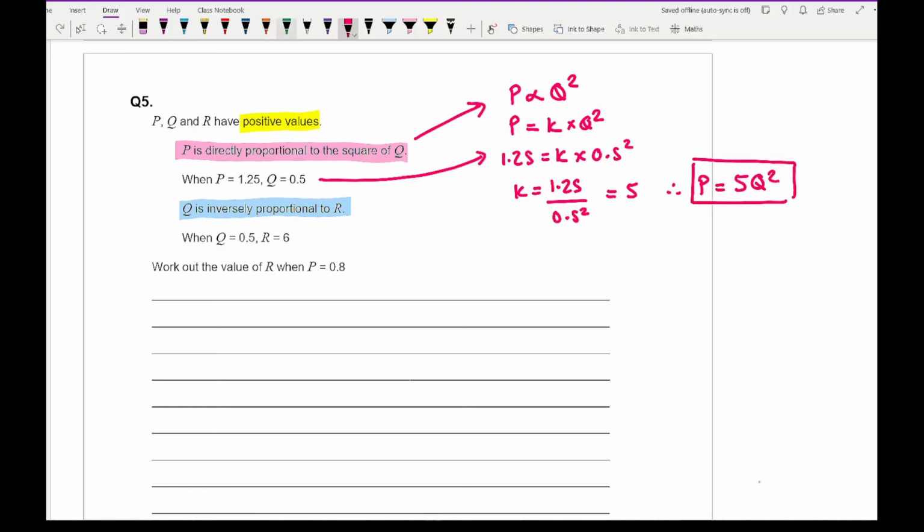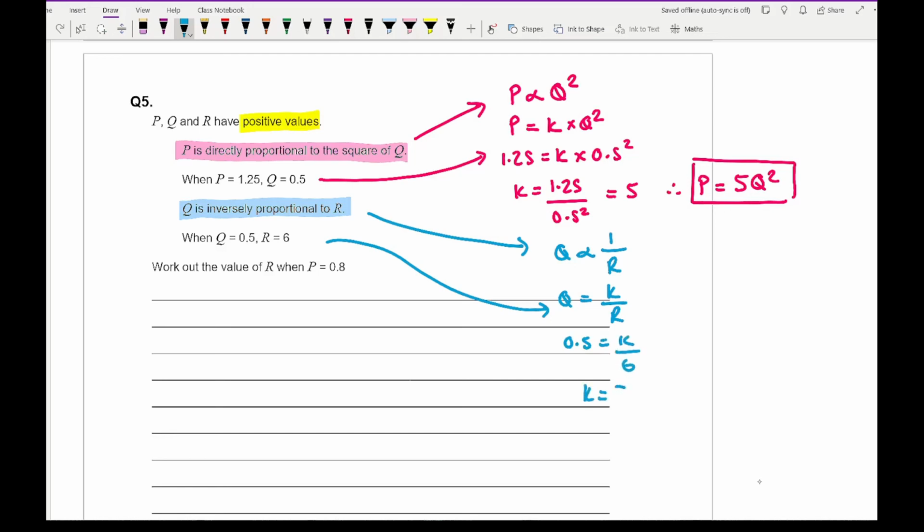The next thing for me to do is to work with this here. We know that Q is inversely proportional to R. So I get rid of the proportional symbol by writing it equal to k over R. Then I use these numbers to work out the k value. So here I've got 0.5 equals k over 6. So k equals 3. Therefore the formula for Q in terms of R is going to be Q equals 3 over R.